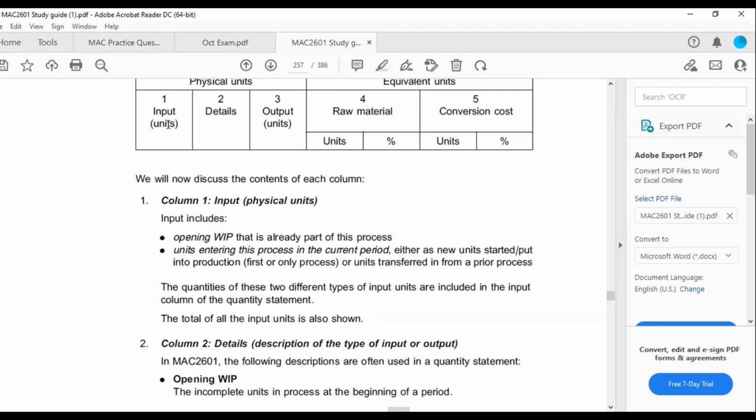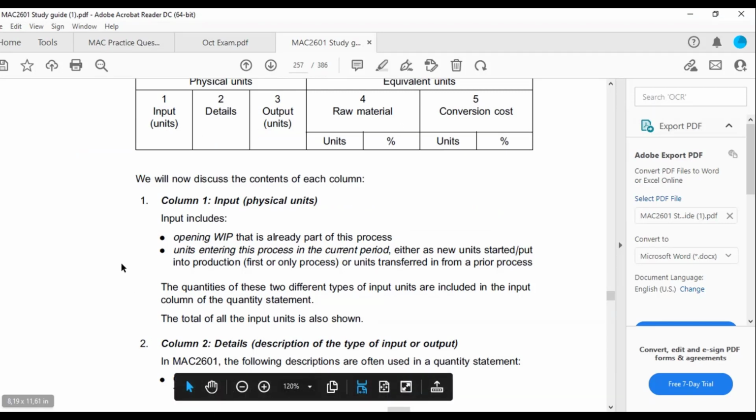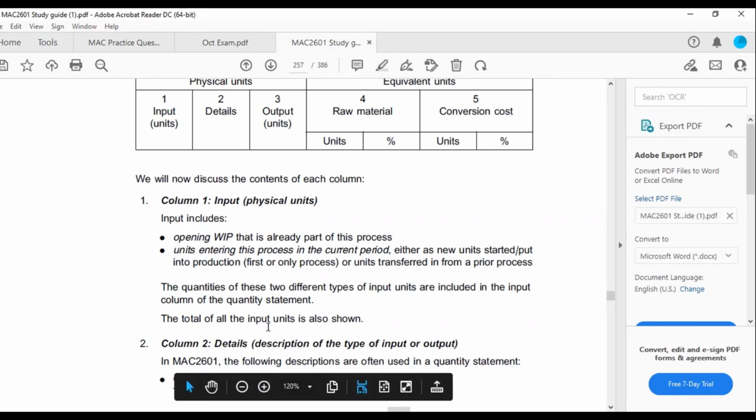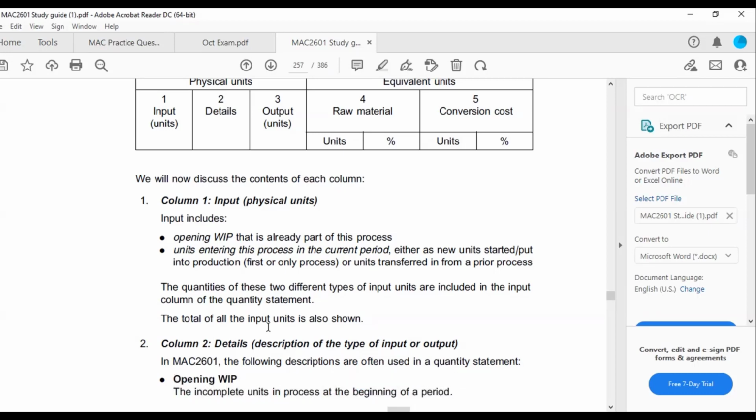So here's an explanation of what's in each box. With the inputs under column 1, that's where you'll find your opening WIP that comes from the previous process and the units that are coming into the current period. That's what you will find under physical units, column 1. I mean inputs: opening WIP and also units coming into the current period.